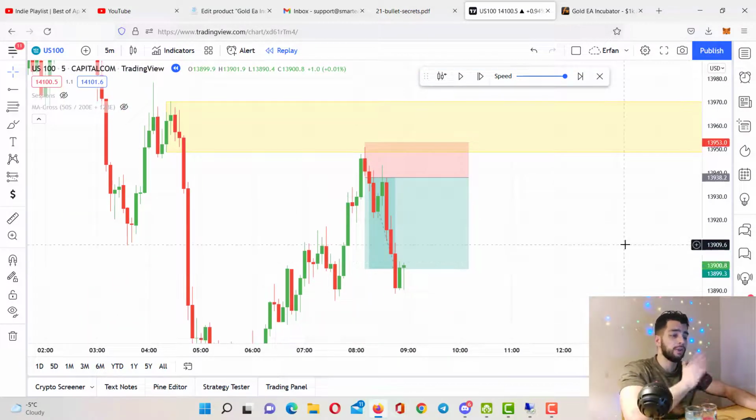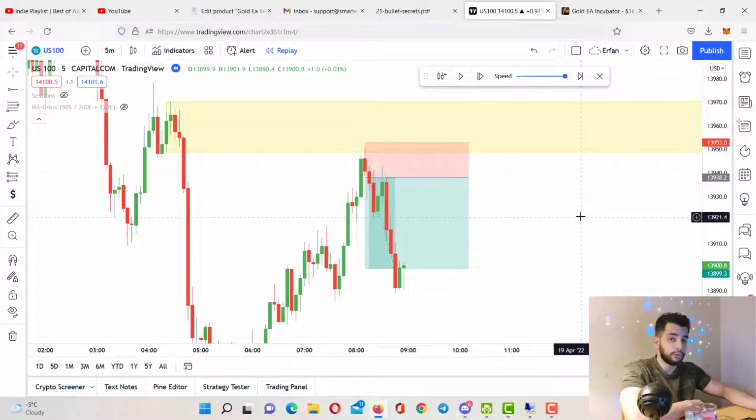So in this case, we could have done two things. You could have taken 2 trades, and you could have closed the first one 1:1, and the second one you could have left a runner like 1:2, 1:3.